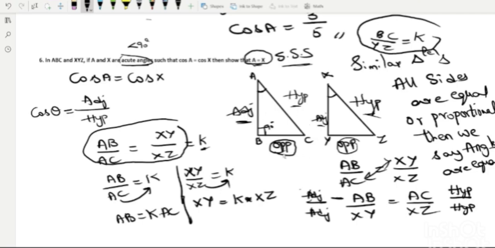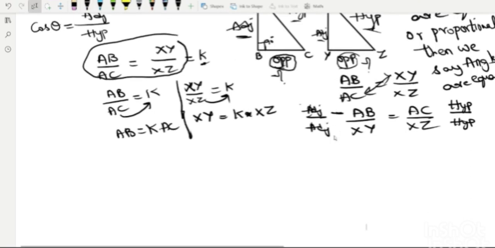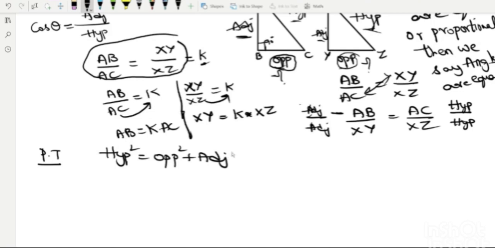Now we need to proportion the other two sides, the opposite sides, which is BC divided by YZ. As we know, to find the missing value in any given triangle, we use the theorem called the Pythagoras theorem. So let us use the Pythagoras theorem here. For the triangle ABC, let us write the general formula: hypotenuse square equals opposite square plus adjacent square.